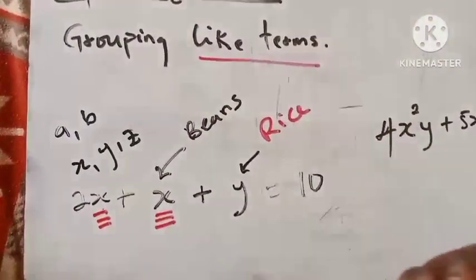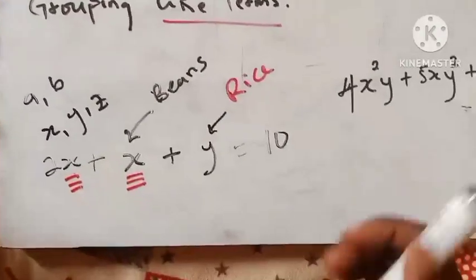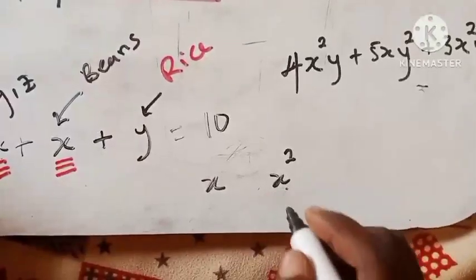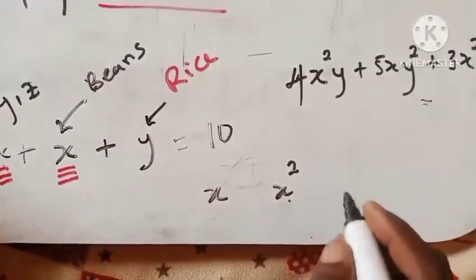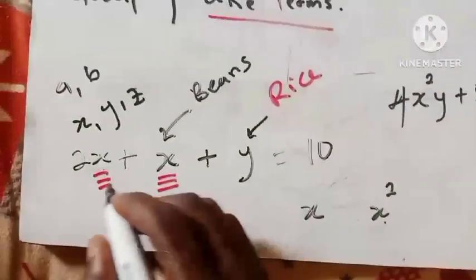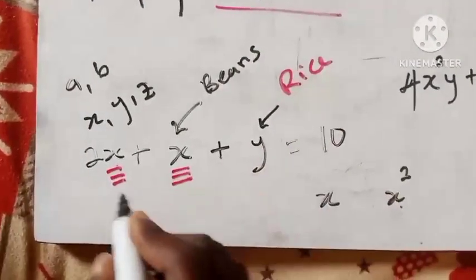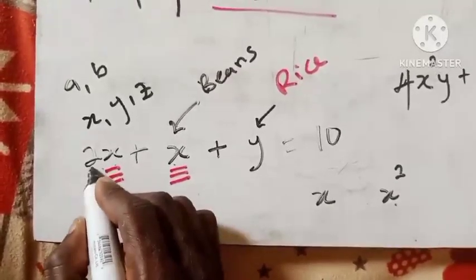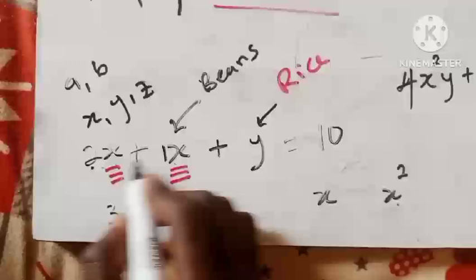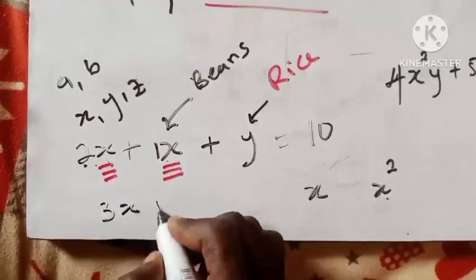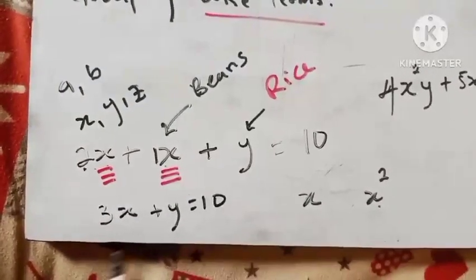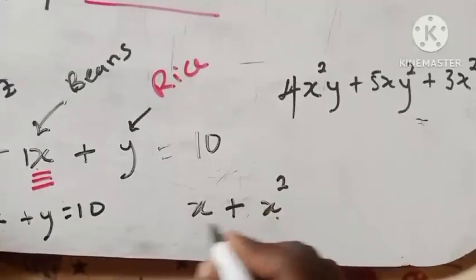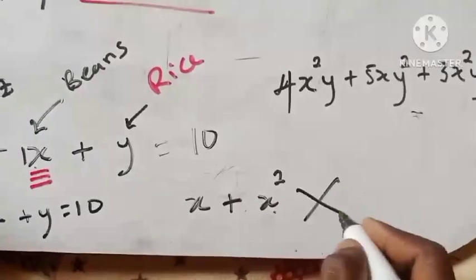Where students normally get confused is that x and x squared are not the same in algebraic expression. That's something you have to pay close attention to. Back to this example, if I want to group these, I can say that this one and this one are the same, therefore they are going to be 3x, so 2 plus the 1 here. That's why we have 3 of the beans, plus y, and everything is equal to 10. But if you have these two here, there's no way I can add these.